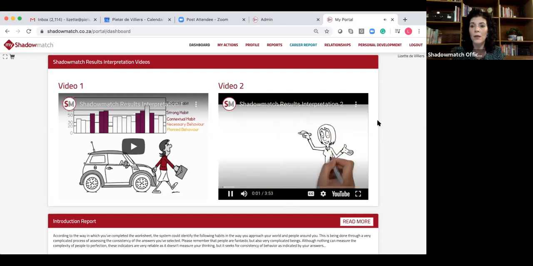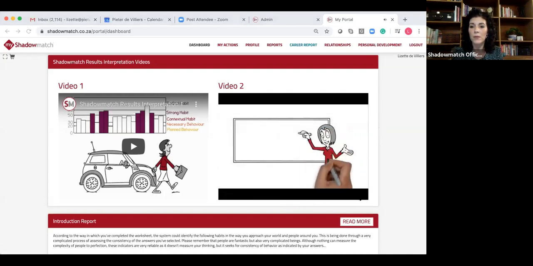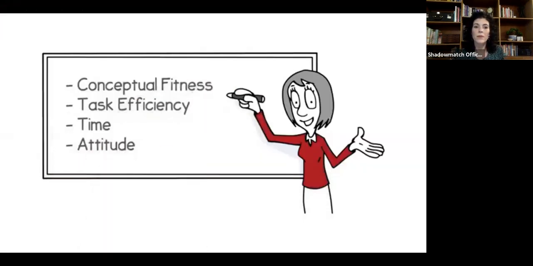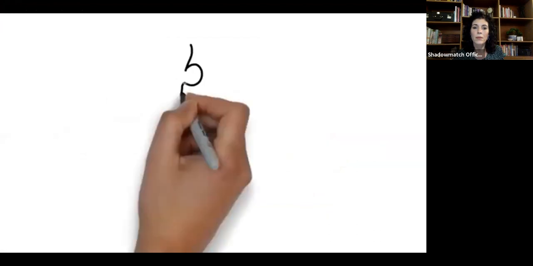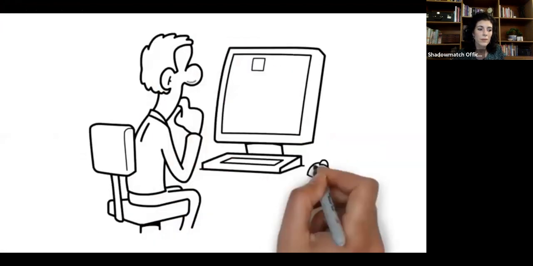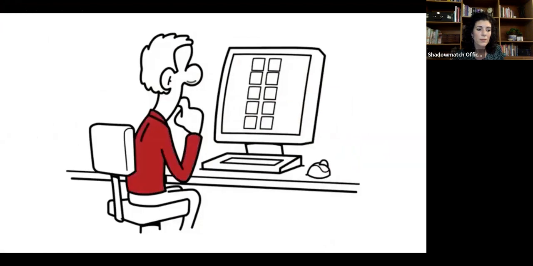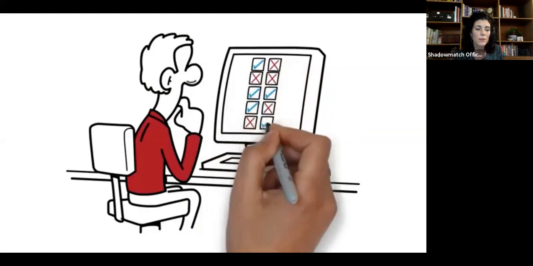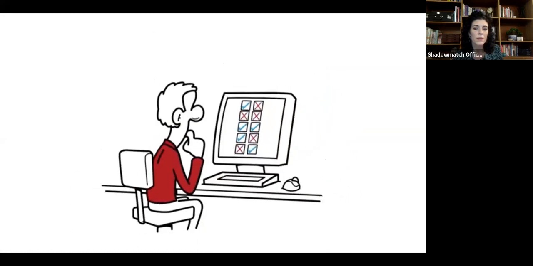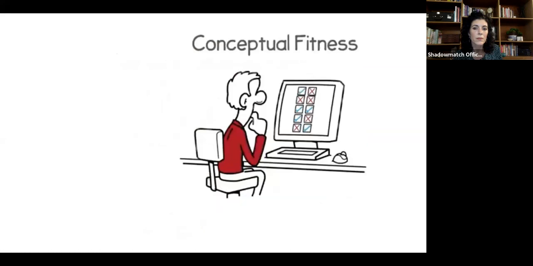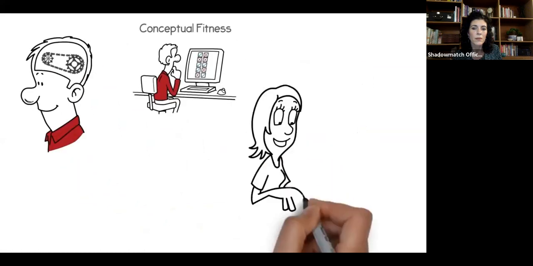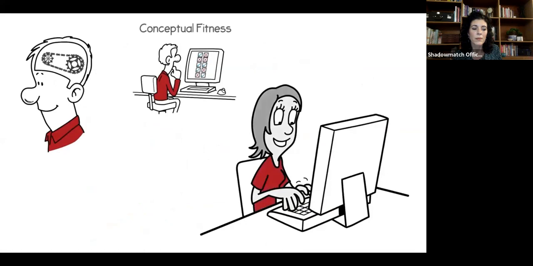We will now conclude your understanding of the Shadowmatch individual results by looking at the conceptual fitness, task efficiency, time, and attitude graphs. The Shadowmatch worksheet presents 10 riddles or problems to resolve. This section shows how many of those riddles the individual managed to resolve successfully, and we refer to this component as conceptual fitness. Shadowmatch doesn't measure conceptual ability, but rather the application of the conceptual ability through the completion of the Shadowmatch worksheet. Let's use an example.